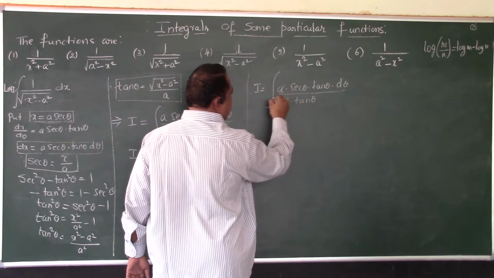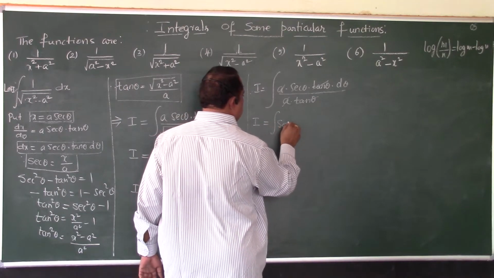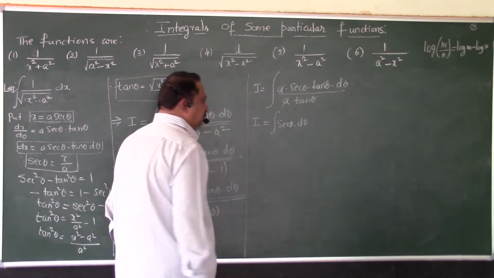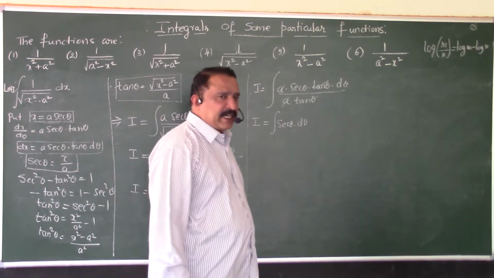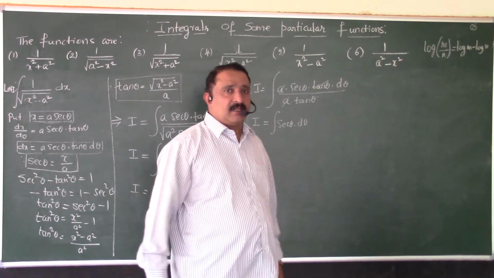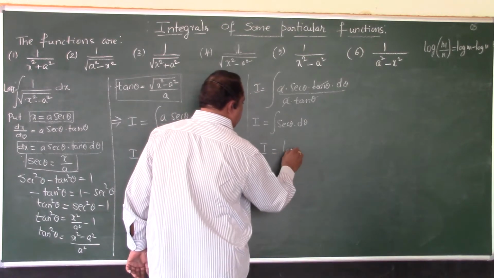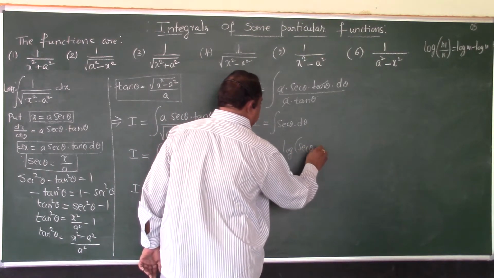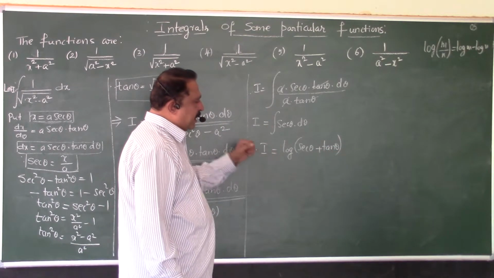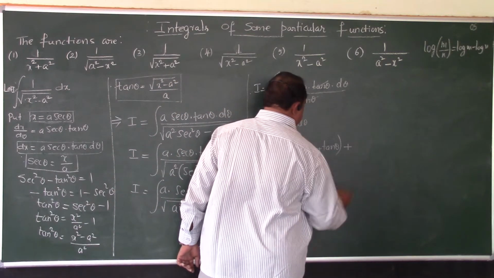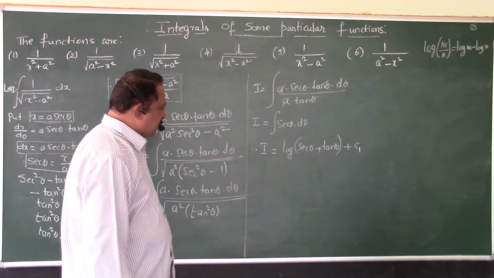Now here you see a and a cancel, tan theta and tan theta cancel. I is integral secant theta d theta. What is the integration of secant theta? Integration of secant theta is log of secant theta plus tan theta. Therefore, I equals log of secant theta plus tan theta. Now the process of integration is over because there is no integral sign. So this is the step where we need to add the constant of integration. Let's say C1 be the constant of integration.